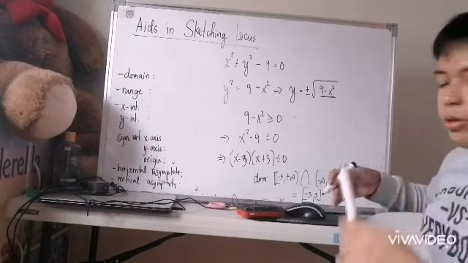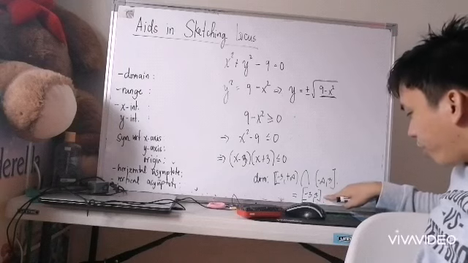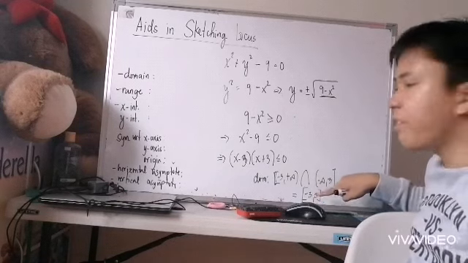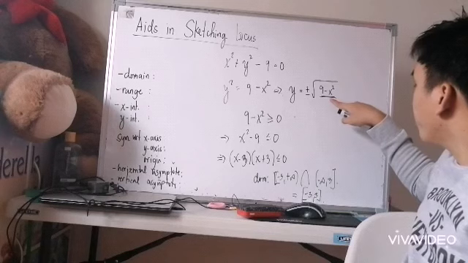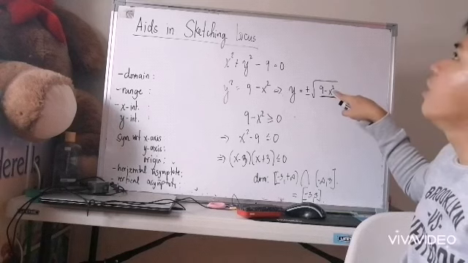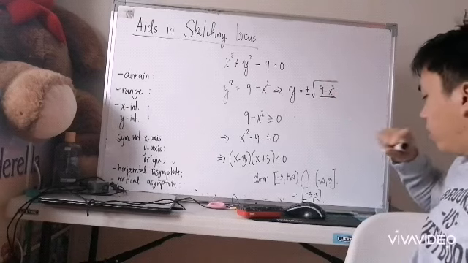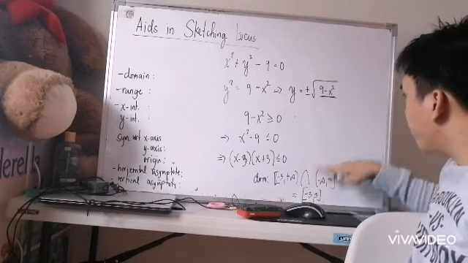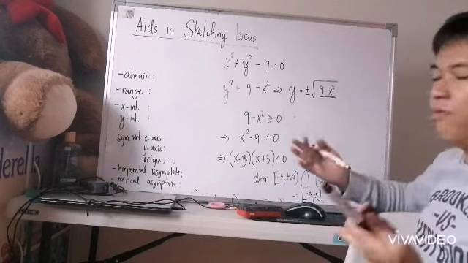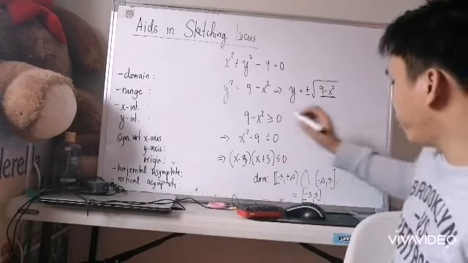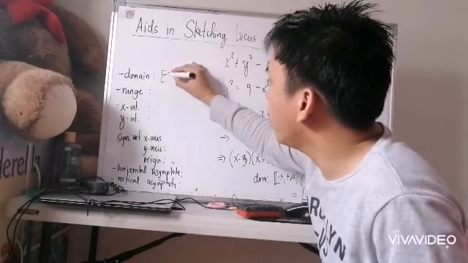Let's try to take a look. Let's pick 4 here, which does not belong to this interval. If we apply 4 here, this becomes 16, so you'll get negative 7, which is undefined. If you pick 0, which is in this interval, this becomes positive, and so this is defined. Therefore, your domain is negative 3 to 3.